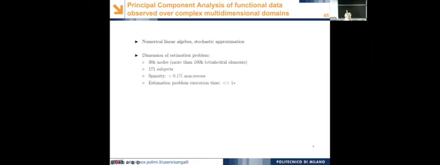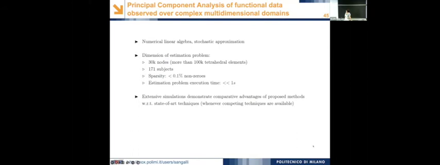Now, we have implemented all methods with particular care to computing efficiency and computing sustainability, with the idea of being able to tackle massive data analysis problems. And for this reason, the methods implement techniques from numerical linear algebra and stochastic approximation. To give an idea of the dimensionality of the estimation problem we just saw, there we had about 200 subjects. For each of them, the functional datum was an array of 30,000 entries. The estimation problem has an execution time that is a fraction of a second.